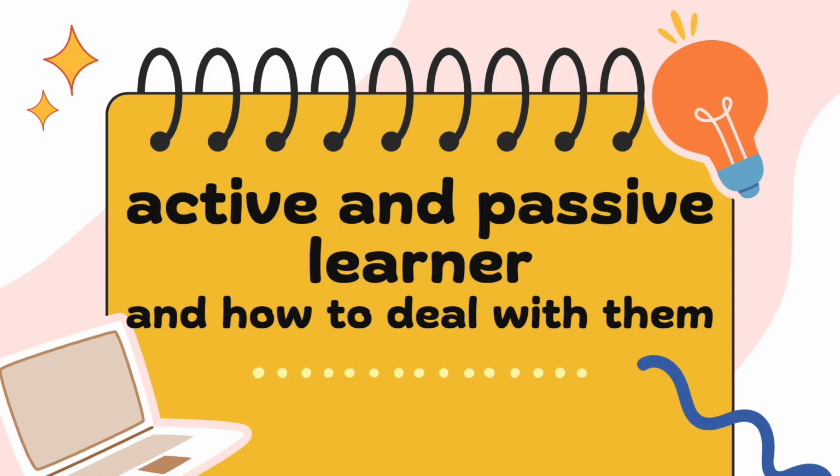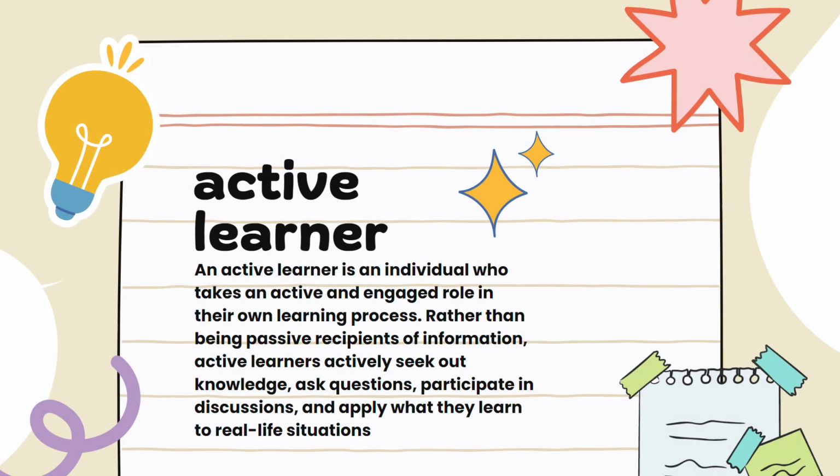Okay, for the first material is active learner. What is an active learner? An active learner is an individual who takes an active and engaged role in their own learning process rather than being a passive recipient of information. Active learners actively seek out knowledge, ask questions, participate in discussion, and apply what they learn to real life situations.